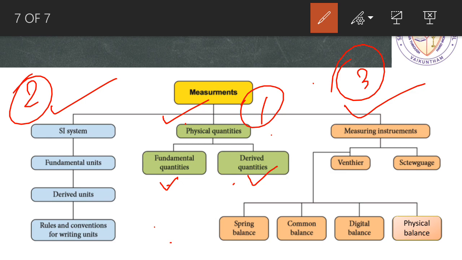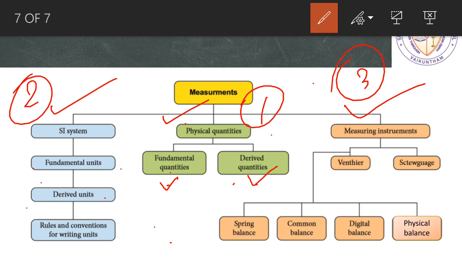So under that we studied fundamental units. The fundamental units are nothing but the units for the fundamental quantities, and then we studied the derived units, nothing but the units given for the derived quantities. Okay, so then under that pillar we studied how exactly these SI units are written. There are some rules and regulations based on which these SI units are designed or decided.